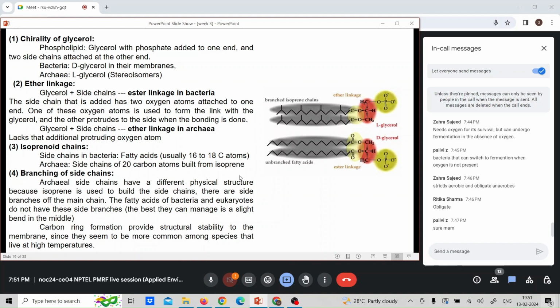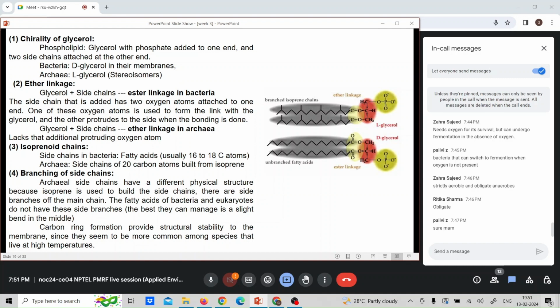The branching of the side chain is the important factor here. Archaeal side chains have a different physical structure because isoprene is used to build the side chains and there are side branches off the main chain. Here you can find no branches. What do these branches do? They can bring about a connection between these two chains, which will confer much more stability. So now you know why archaea are majorly present in extremophilic conditions.